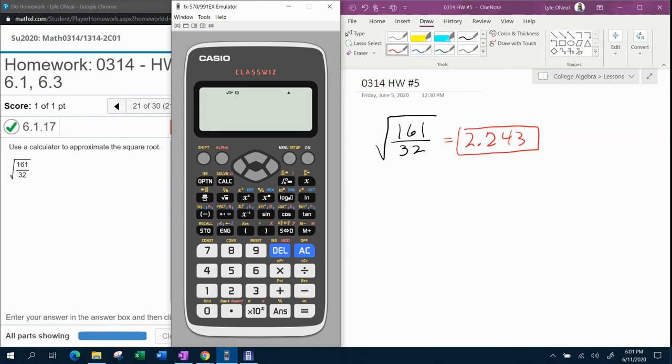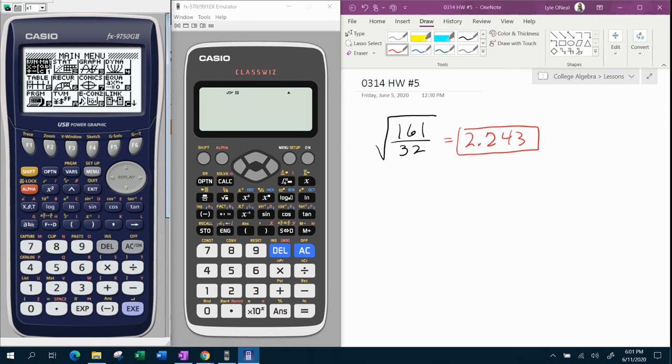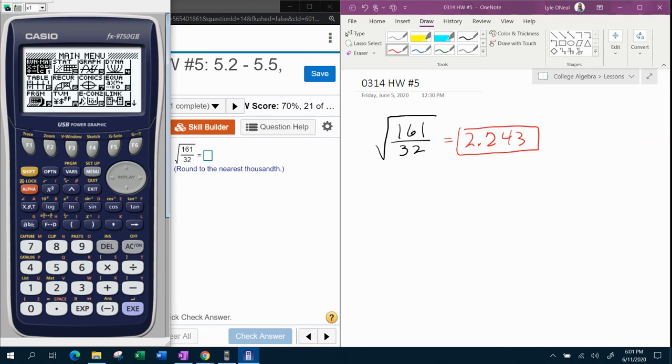Now, some of you may have a graphing calculator. I just so happen to have one pulled up here. And for this particular model of Casio, this is a graphing model where it shows the main menu first, and you have to actually hit EXE to choose the calculate app so that we can calculate stuff. We're going to need to do the square root of, and square root in this calculator is shift and x squared, gives us the square root.